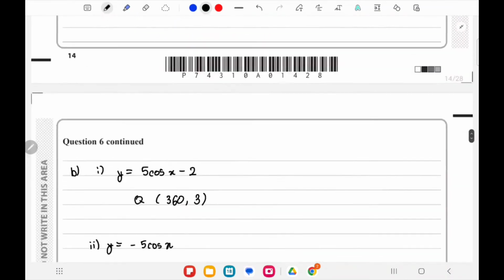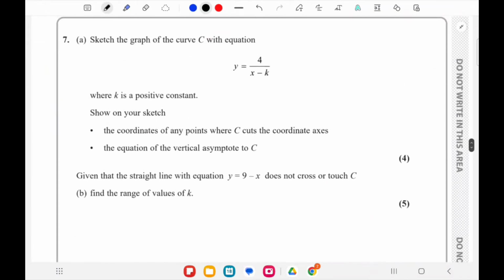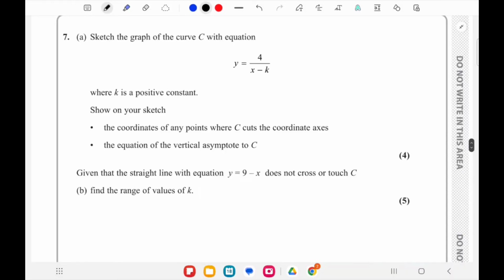That's it for question 6. Moving to question 7. In part A, we have a sketch of y equals 4 by x minus k. So we'll have an asymptote when x minus k equals 0. So at x equals k, we'll have an asymptote, and at y equals 0, we'll have an asymptote.